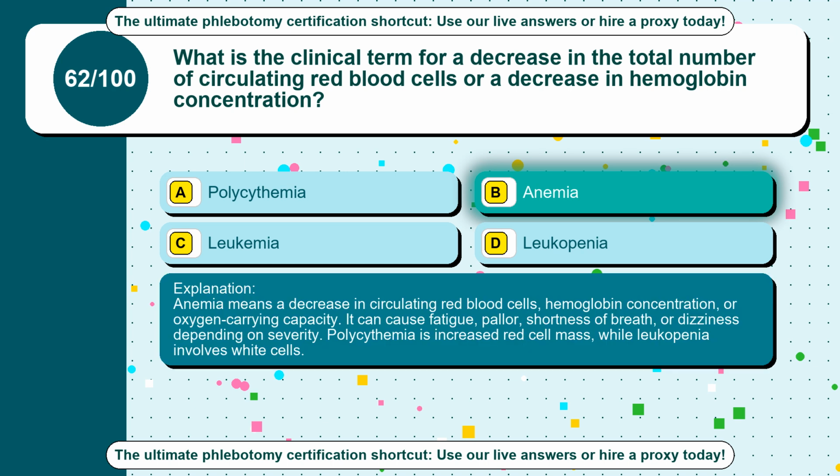Anemia means a decrease in circulating red blood cells, hemoglobin concentration, or oxygen carrying capacity. It can cause fatigue, pallor, shortness of breath, or dizziness depending on severity.